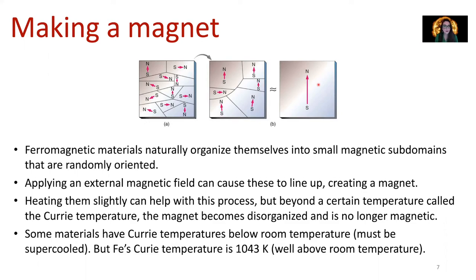Heating the ferromagnetic material slightly can help with this process. But beyond a certain temperature, which we call the Curie temperature, and actually this should have one R, not two, the magnet becomes disorganized and it's no longer magnetic. So some materials have Curie temperatures that are below room temperature. So they have to be super cooled in order for them to be a magnet. But iron's Curie temperature is more than 1000 Kelvin. So that temperature is well above room temperature. Below this Curie temperature, it's possible for you to have iron materials and create a magnet out of them.